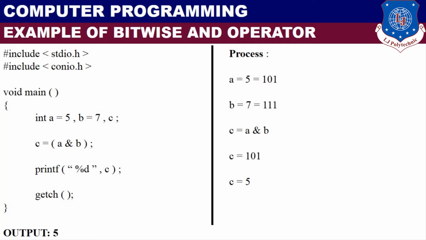How? Here a equals 5, which means the bit form of 5 is 101. b equals 7, the bit form of 7 is 111. And we perform the AND operation between a and b. So between 101 and 111 the AND operation will happen. And we know the truth table: if both are 1, then it will be 1. If one of them or both are 0, it will be 0. So the answer will be 101. Then it will be converted into decimal, which is 5. So this is the bitwise AND operator.